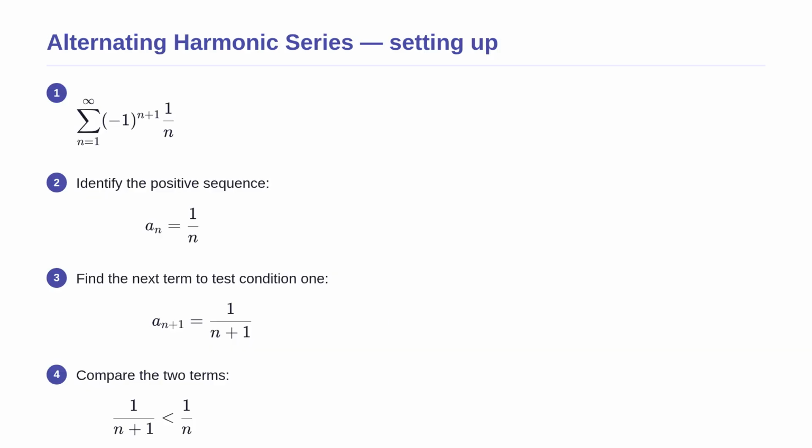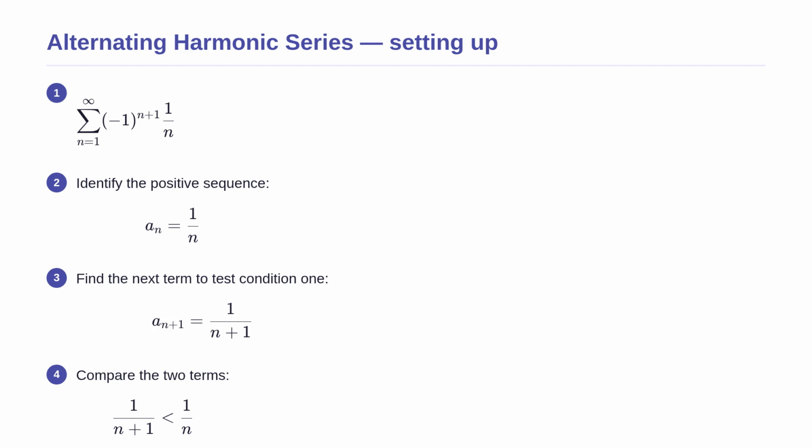Before we move on to proving why this works, let us see this with a concrete example. We will look at a classic problem, determining if the alternating harmonic series converges. We are given the series with terms alternating in sign divided by n. Our strategy is to break the series down into its positive components.